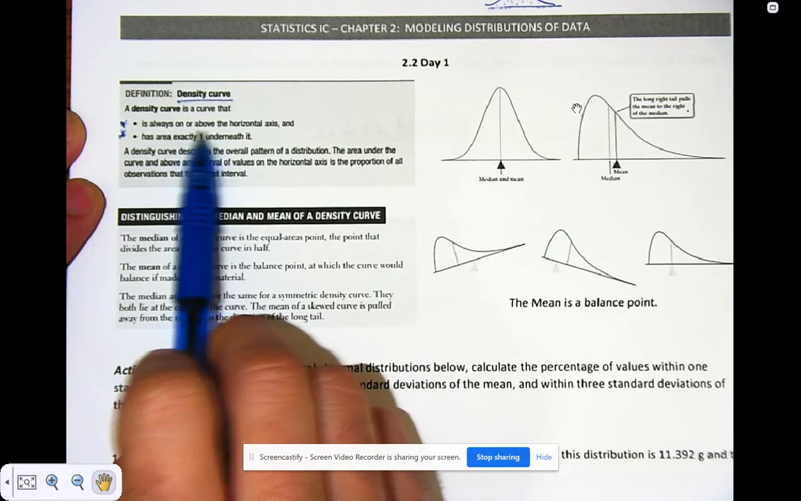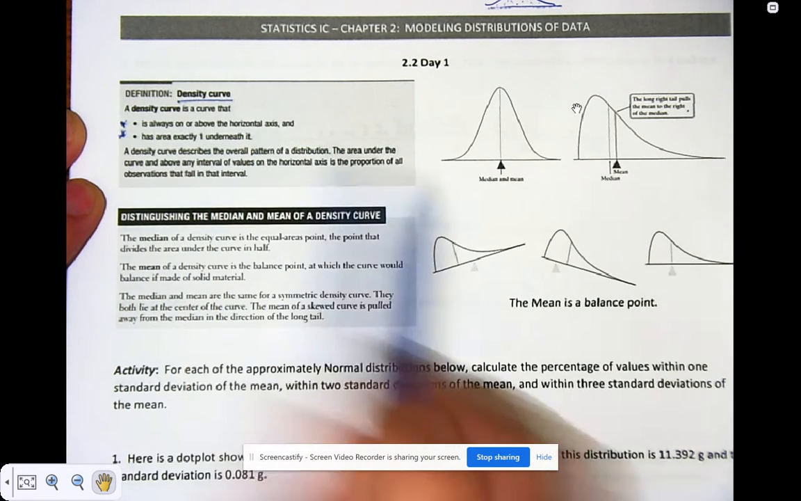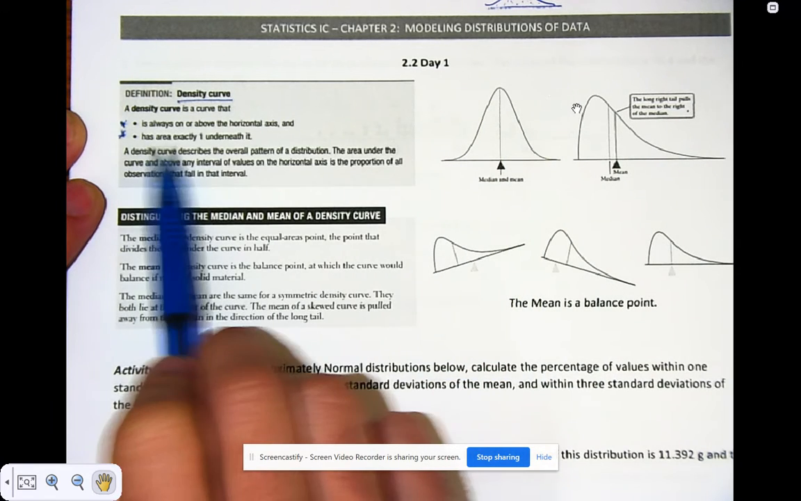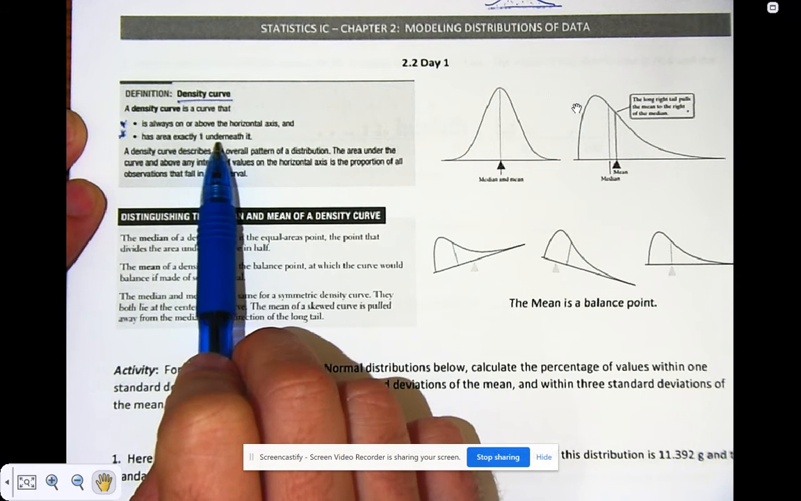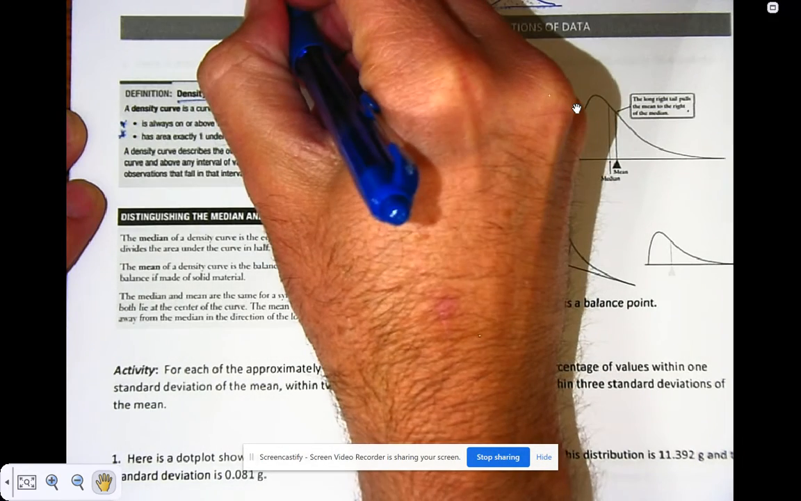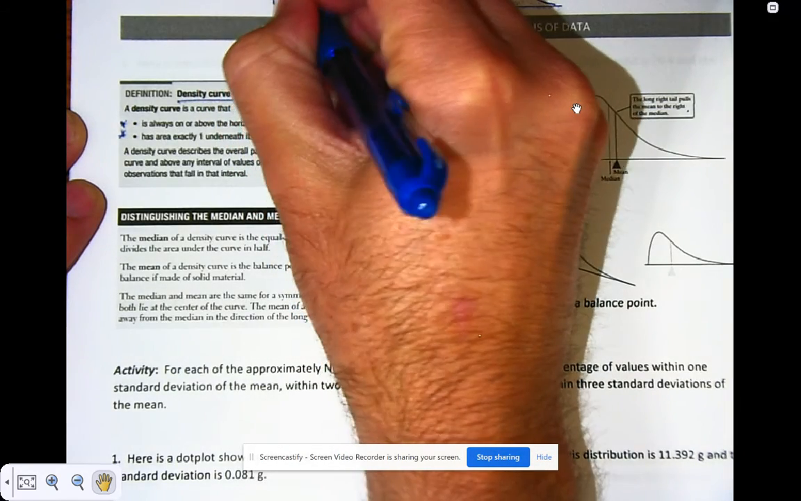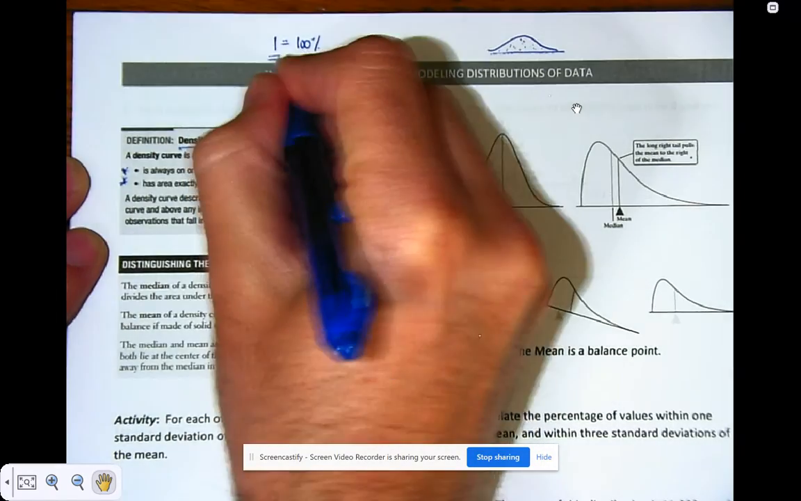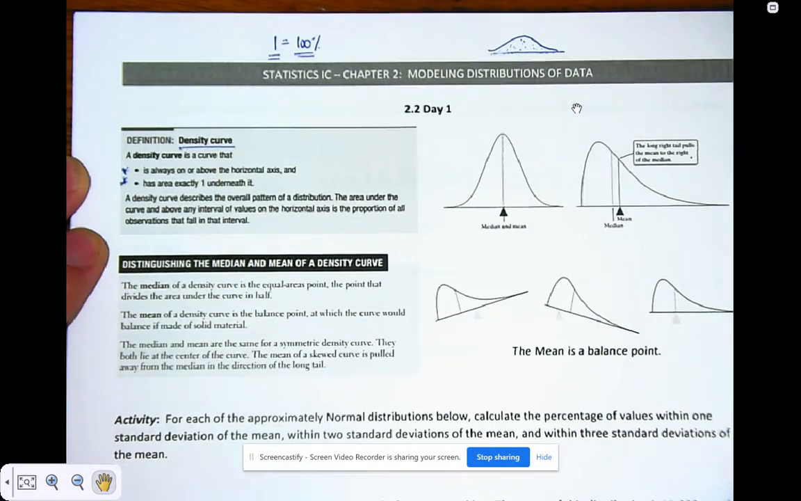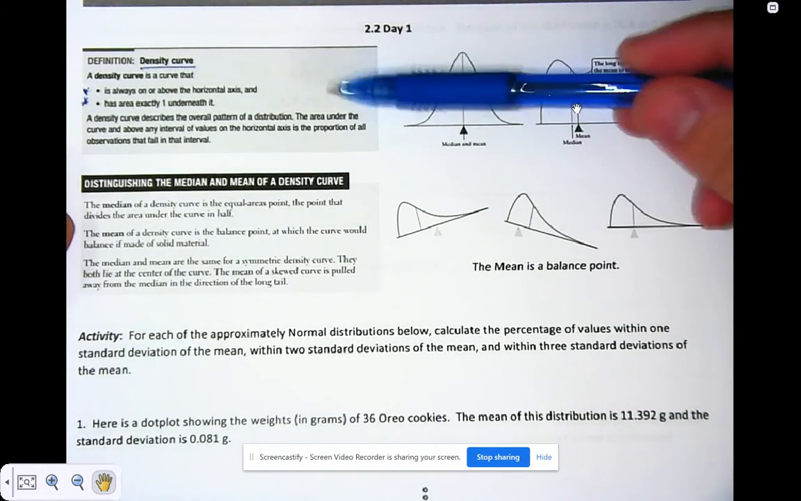It's always on or above the horizontal x-axis. As we've always been drawing here, it's above the axis. It doesn't go down below. And the area underneath it is always equal to 1. So a density curve will always have an area of 1. And remember, the number 1 is equal to, as a percent, 100%. The reason that the area under the density curve is equal to 1 is because it will capture 100% of all of our data.